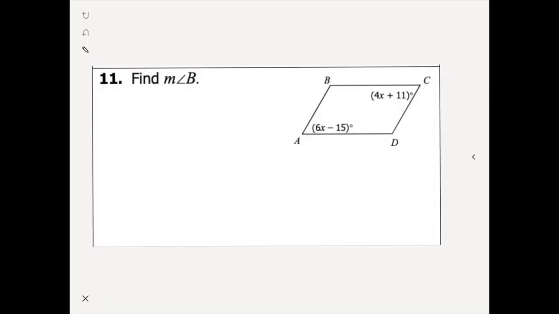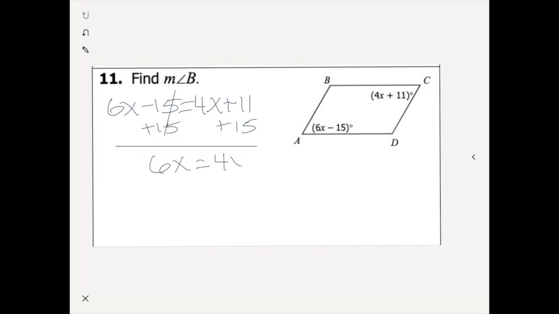Looking at number 11, it says to find the measure of angle B. One thing we know from the list of properties is that opposite angles are congruent. So we're going to set these two equal to each other. 6x minus 15 is equal to 4x plus 11. We can add 15 to both sides. We're going to get 6x is equal to 4x plus 26. We can subtract 4x from both sides.